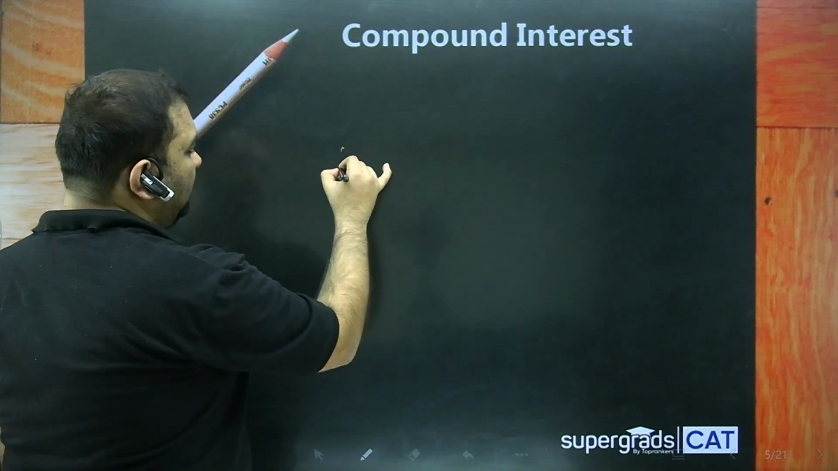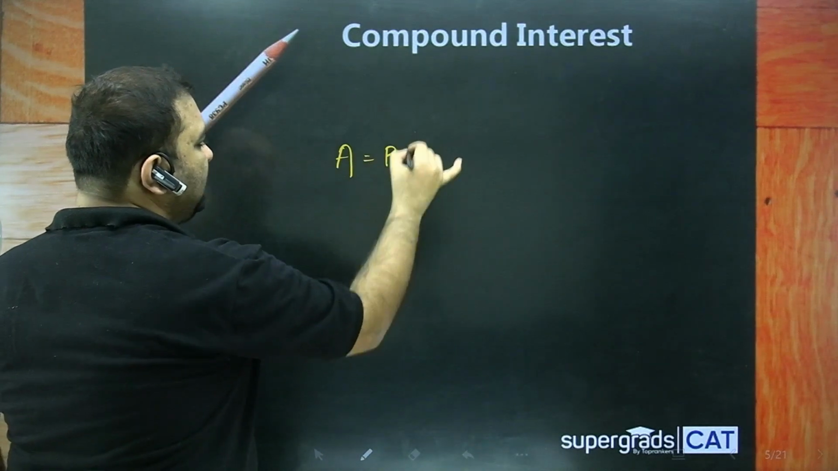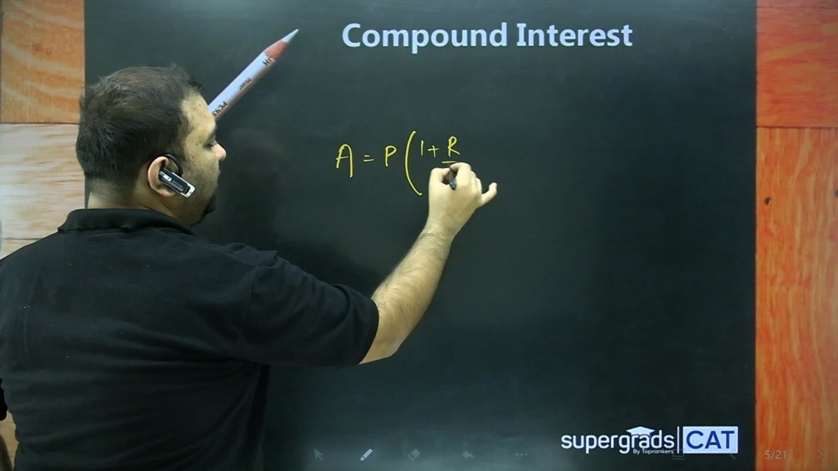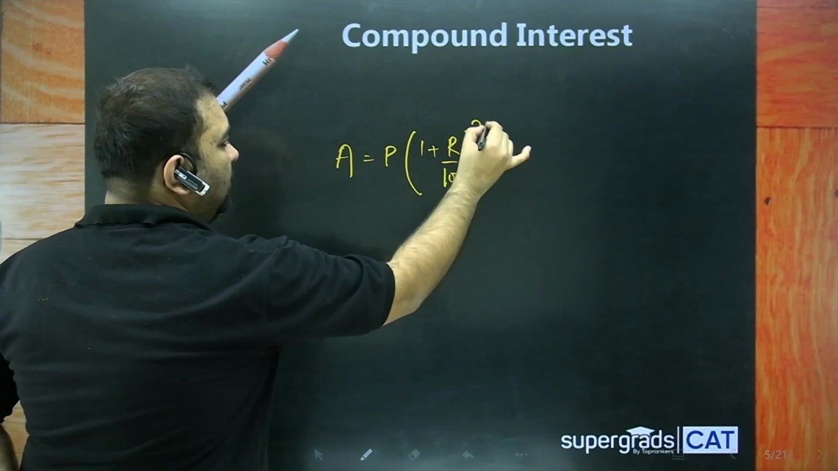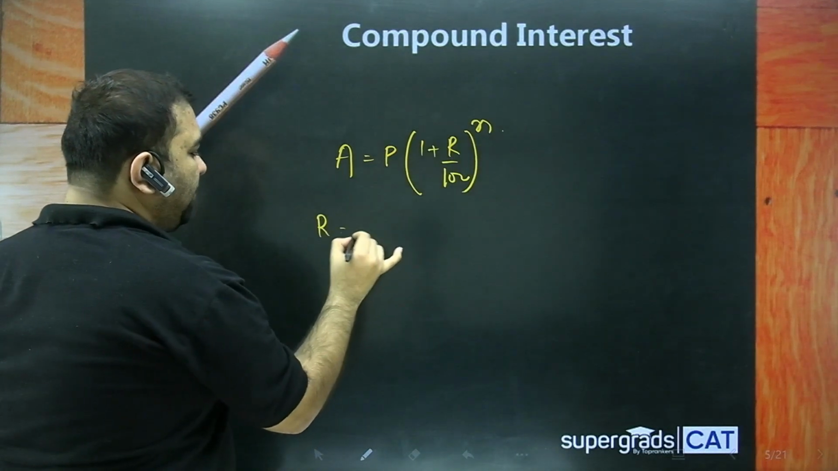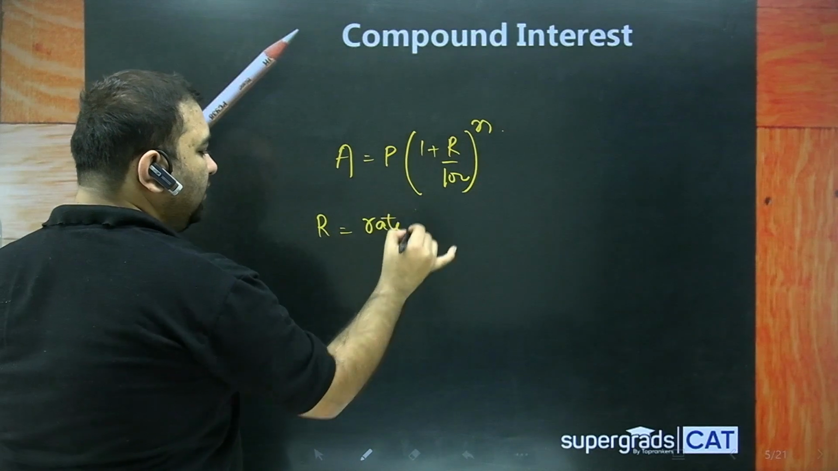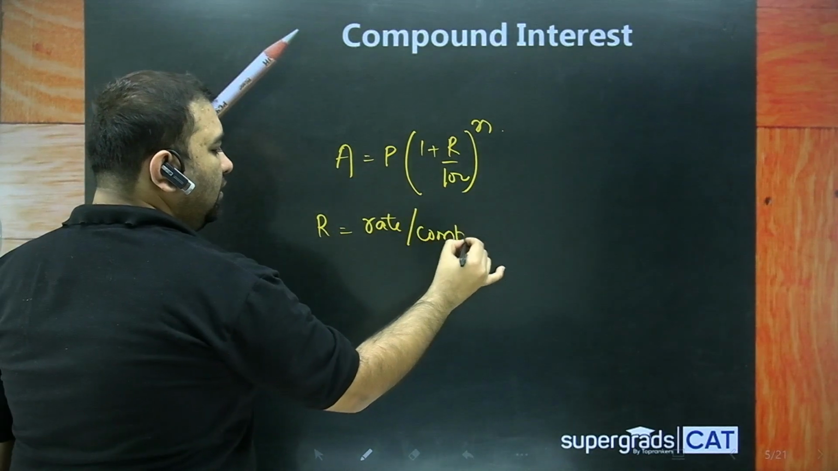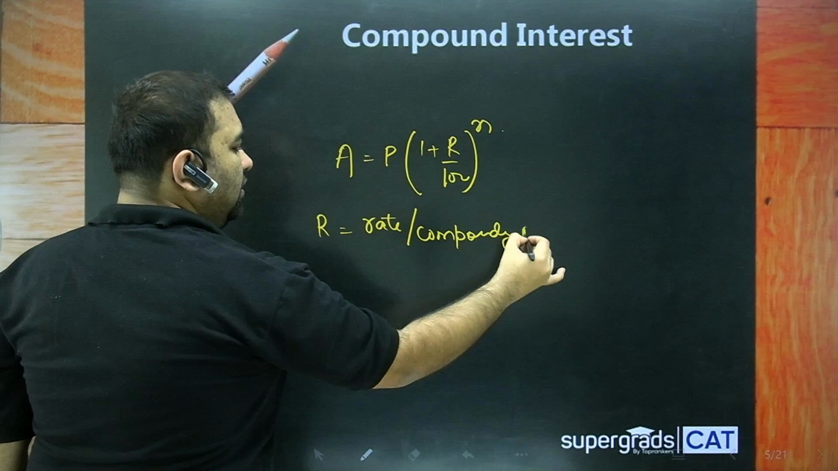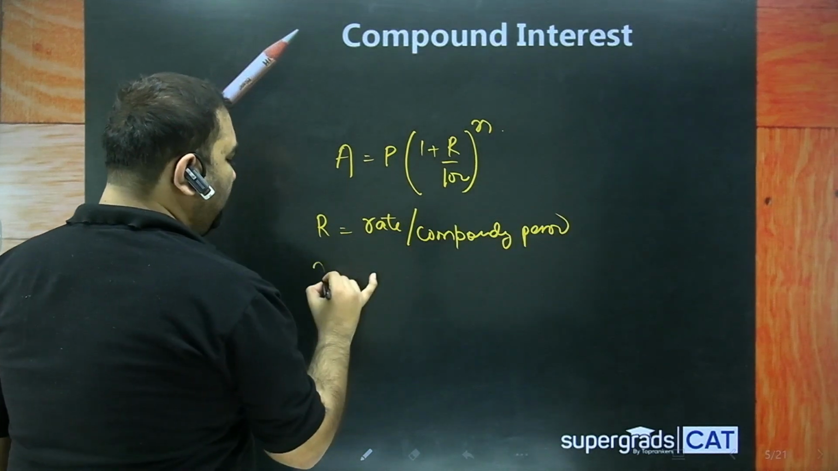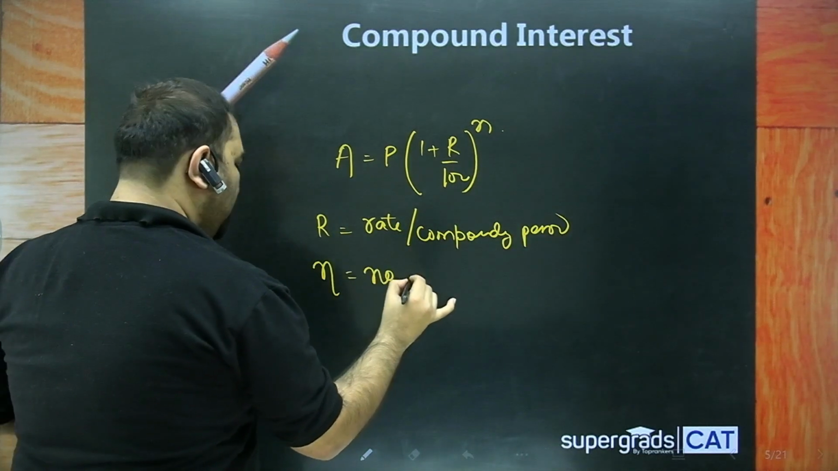What we have read? Amount is equal to principal 1 plus r upon 100 की power n, where r is the rate per compounding period and n is the number of compounding periods.